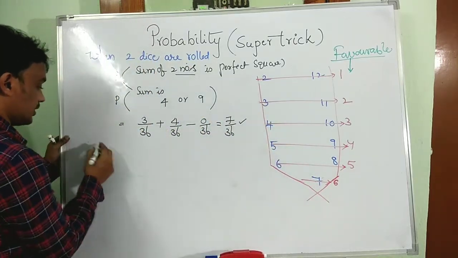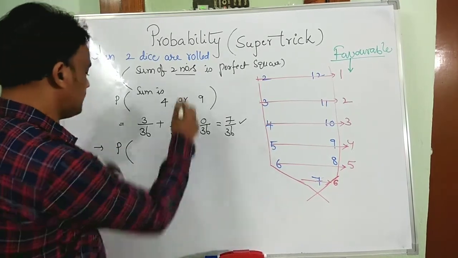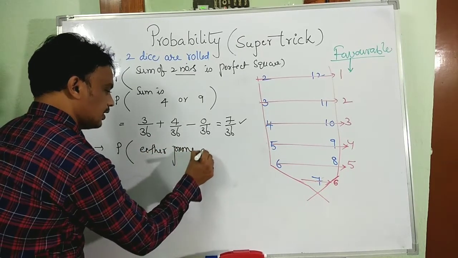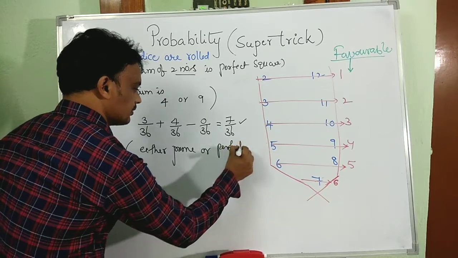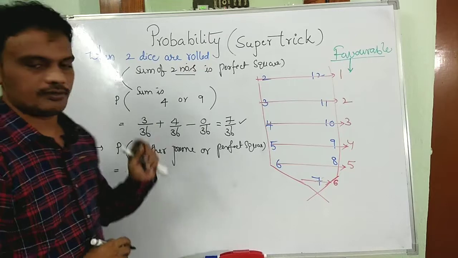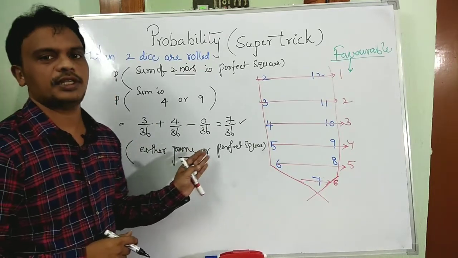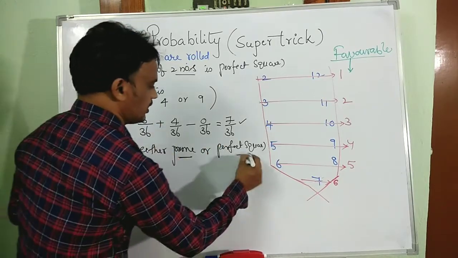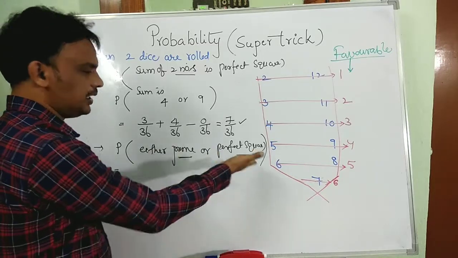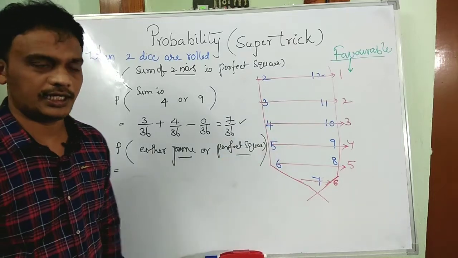One more question: when the 2 dice are rolled, what is the probability that the sum is either a prime number or a perfect square? Again we need the probability that the sum is a prime number or a perfect square. Using our addition rule: probability of A union B equals probability of A plus probability of B minus probability of A intersection B.